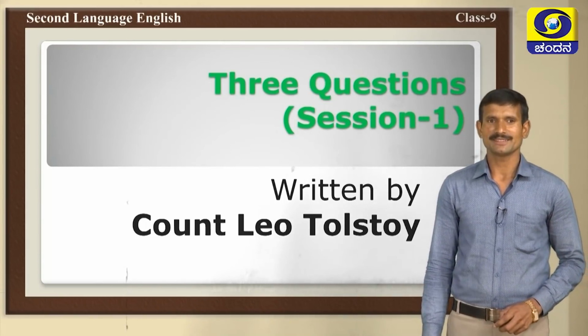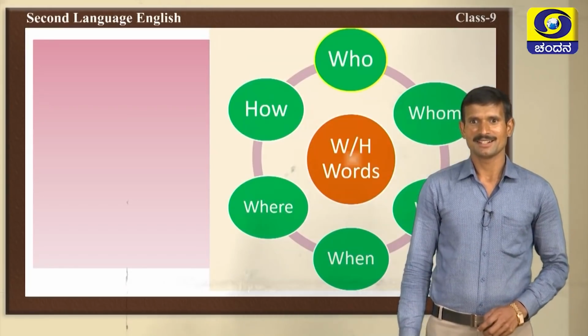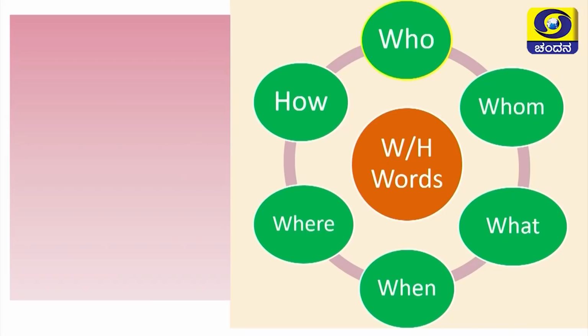Before going to the lesson, we will start with an activity. What is the activity? What is this, children? This is a WH word graphic image. What are there? Yes, very good. There are WH words. What are they? Who, whom, what, when, where, how. Very good. These are all WH words.